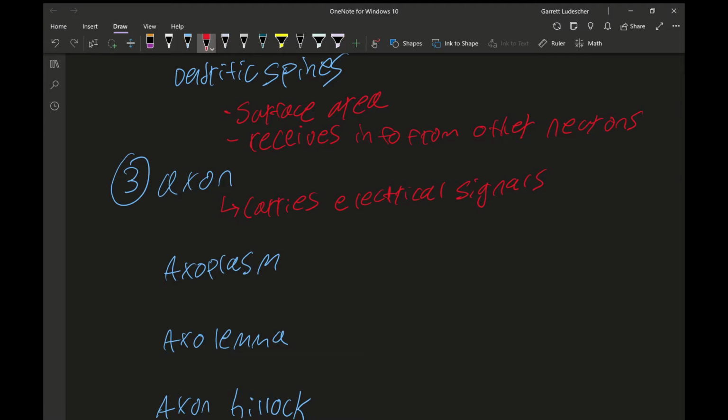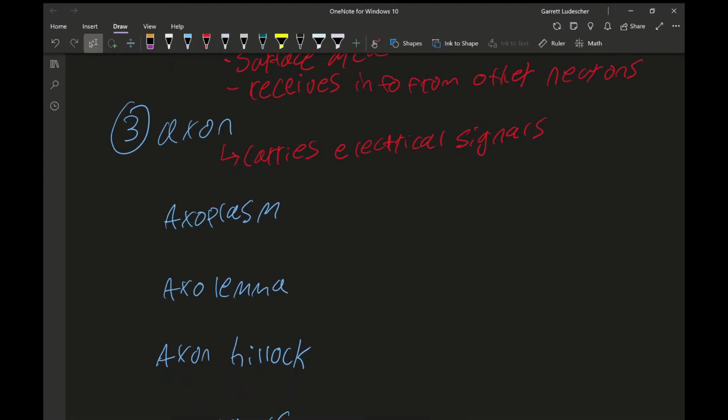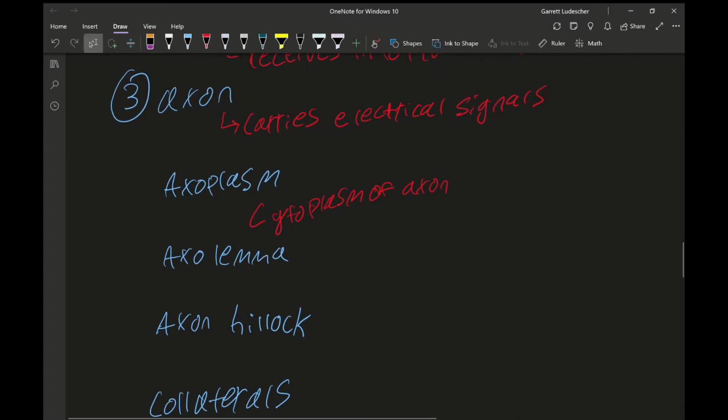And so similar to the cell body, where we had the stuff called the perikaryon, there's this stuff called axoplasm, which is basically just the cytoplasm of the axon. And in here, you can find similar stuff like neurofibrils, neurotubules, enzymes, and organelles. And then there's also an axolemma. If you've already had the muscle unit, you're probably familiar with the sarcolemma, which is the membrane of the muscle cells. So axolemma is just the membrane of the axon.